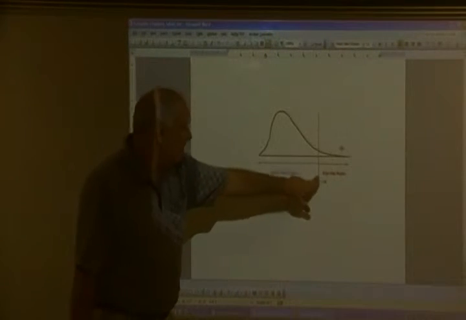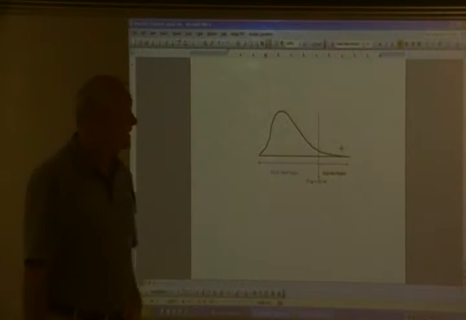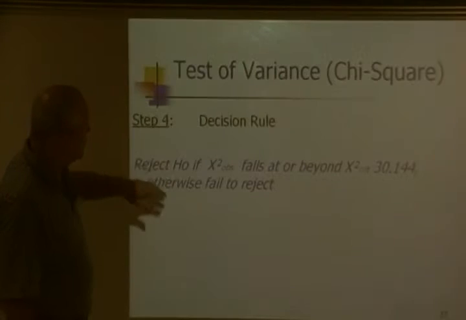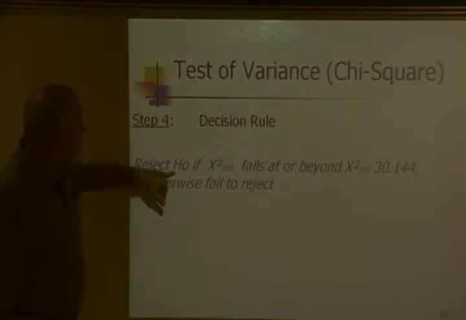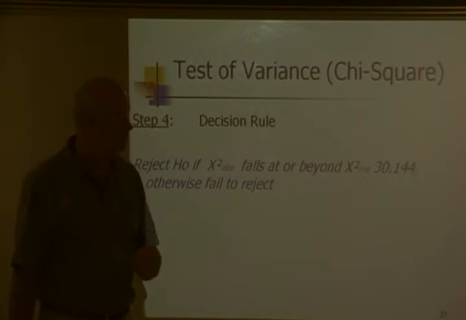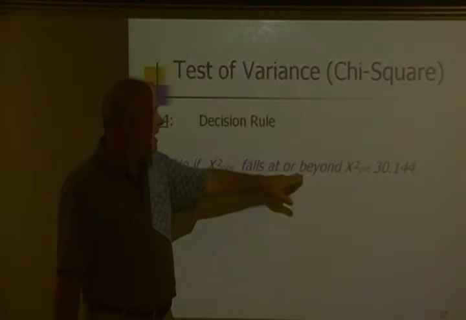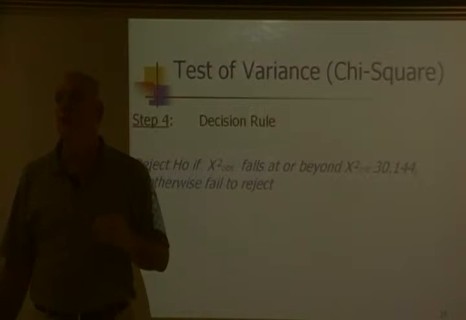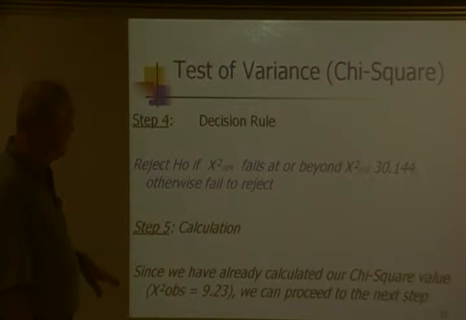All right. Rejection of the null hypothesis: anything that exceeds 30.144. So our decision rule, we're going to reject the null hypothesis if chi-square observed falls at or beyond chi-square critical of 30.144. Otherwise, we're going to fail to reject.